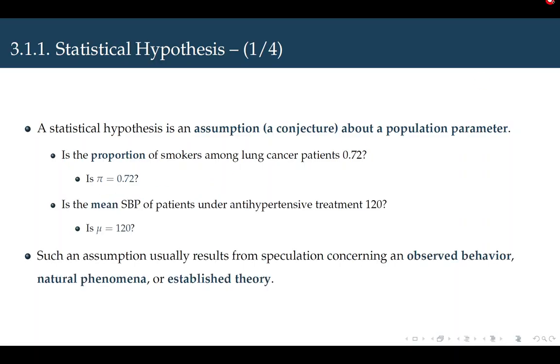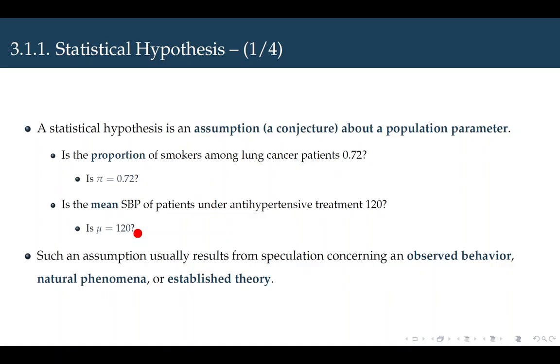Similarly, if we have the question, is the mean systolic blood pressure of patients under antihypertensive treatment 120? Now here, 120 is not a sample value. Rather, it's just an assumed value or hypothesized value for the population mean systolic blood pressure of patients under antihypertensive treatment. So here our question of interest is to check whether 120 is a plausible value for the population mean systolic blood pressure of patients under antihypertensive treatment.